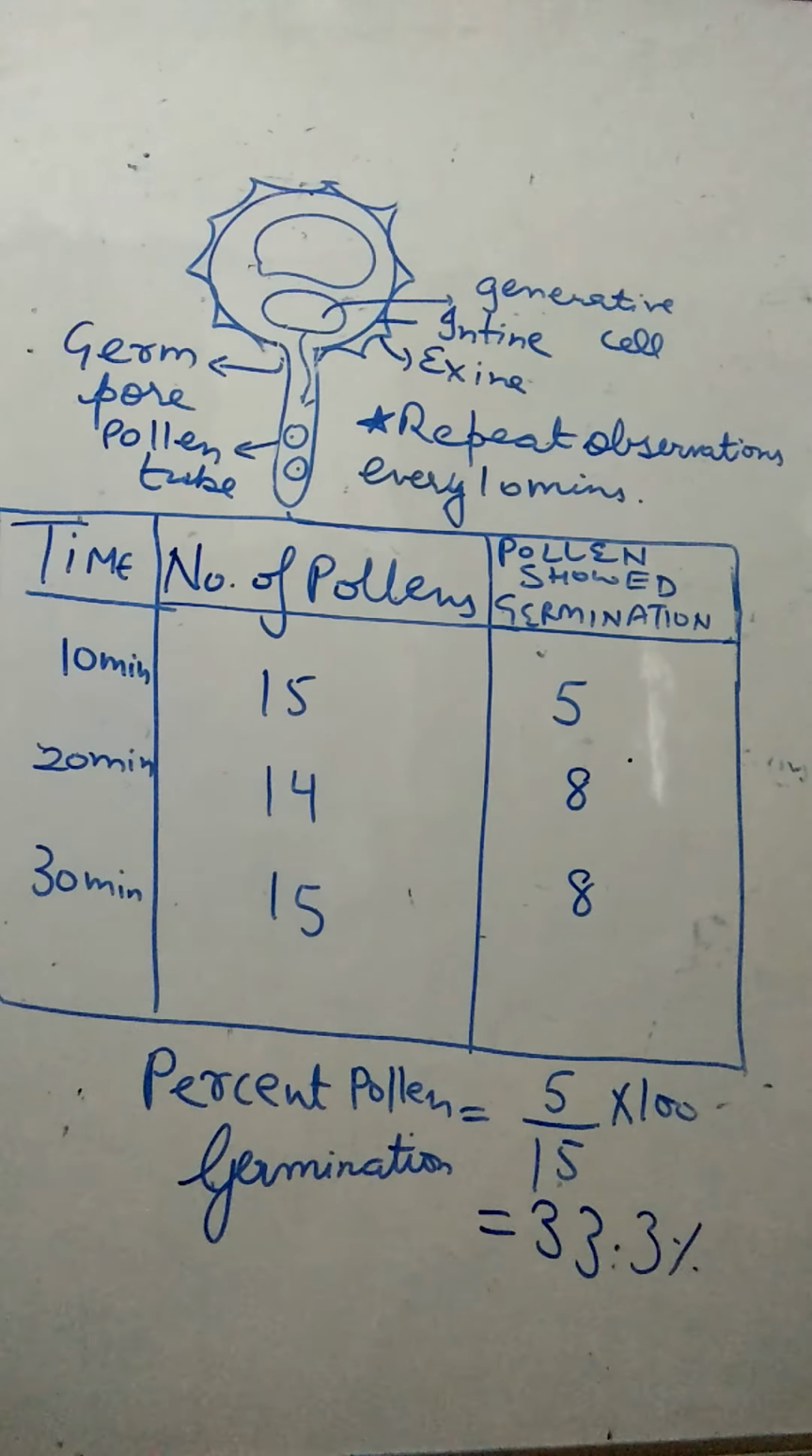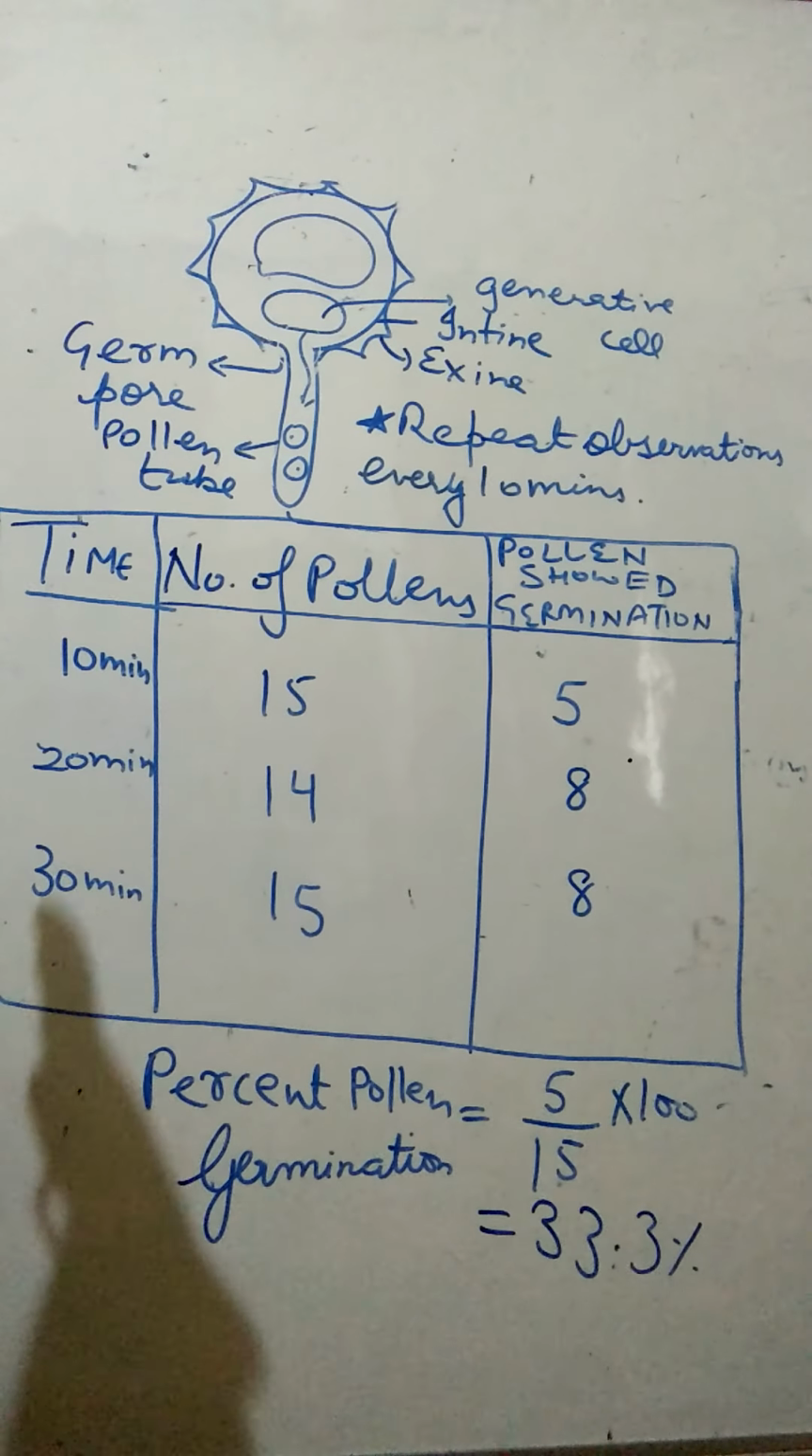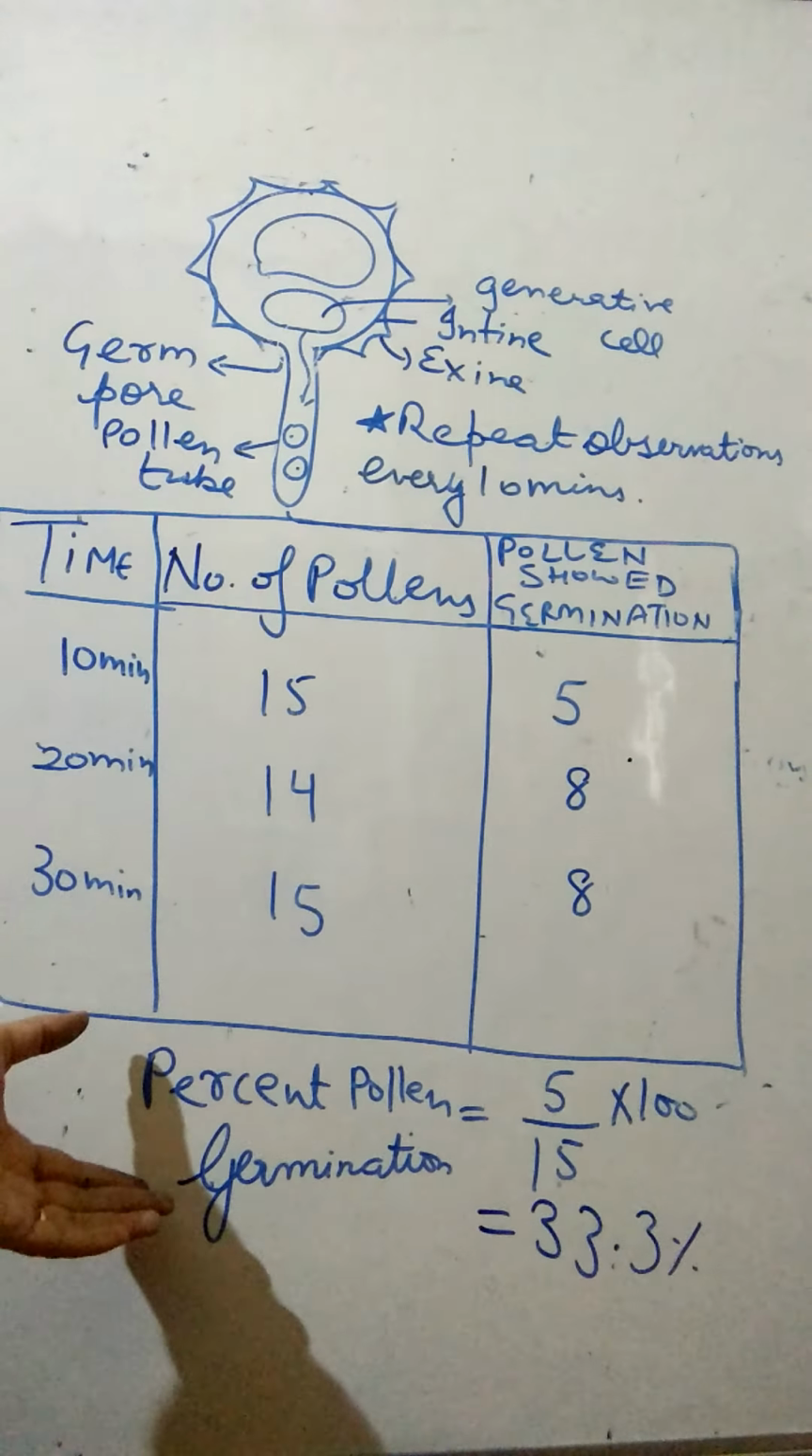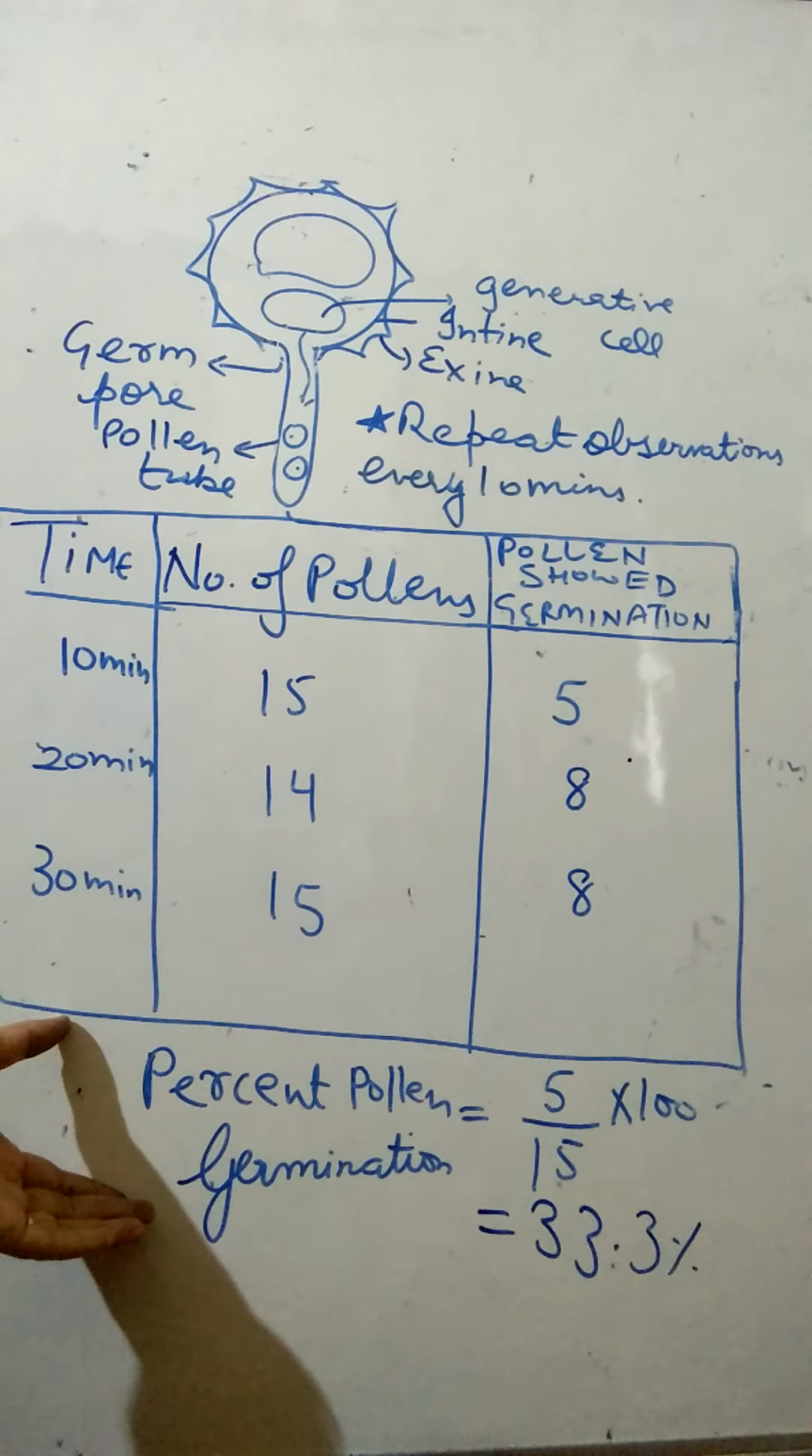This is all about the experiment. This is how you can study the pollen grain germination on slide, and you can observe it under microscope. And this is how you can record the readings. You can calculate the percent pollen that are showing germination on slide.